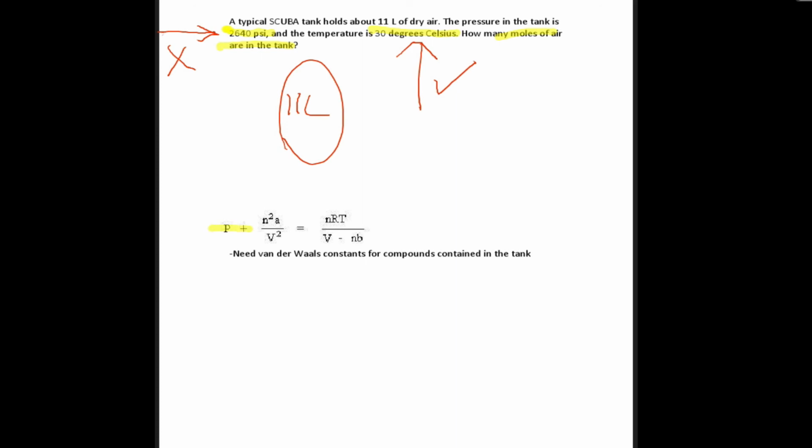If we did want to find the number of moles in the tank, we could do that using the real gas law, which is listed here. But to complete this equation, we need the van der Waals constants for the compounds contained in the tank, such as, in this case, oxygen, nitrogen, and carbon dioxide, etc. These are not given to us in the problem, and we're not going to get into it today. But that's what you would do if you wanted to complete the problem.